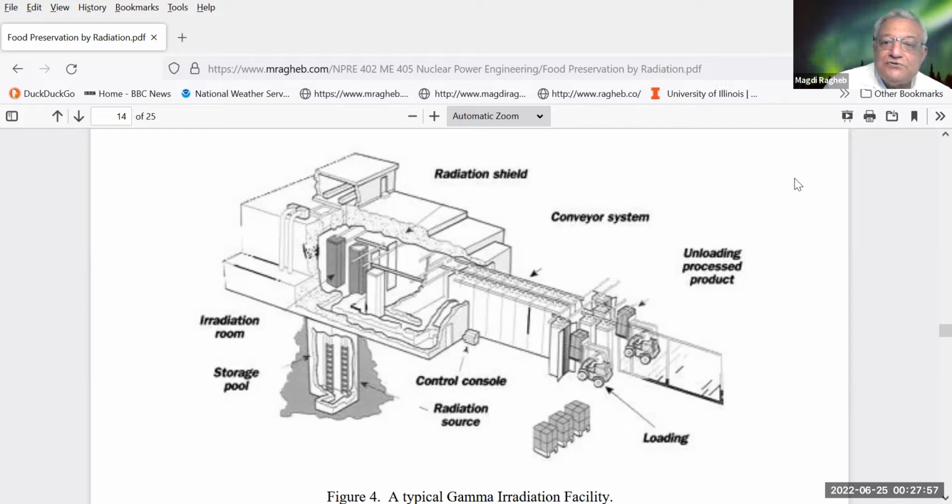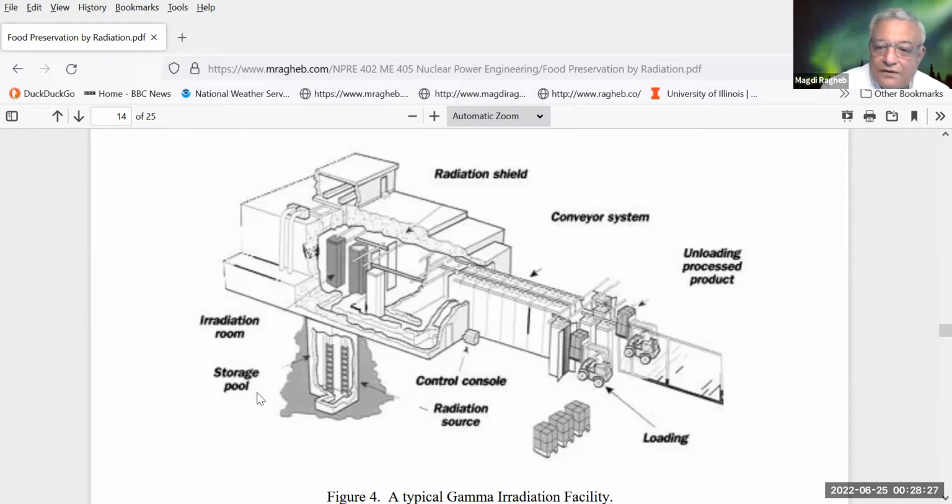But it is used today in the irradiation and sterilization of medical supplies. And in fact, it is a very common procedure. You don't know that it is occurring, but in the developed countries, the medical supplies are all now being sterilized by radiation. And this is a design of a typical gamma irradiation facility.